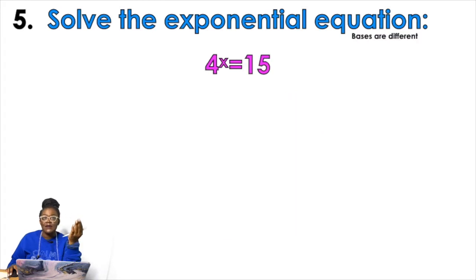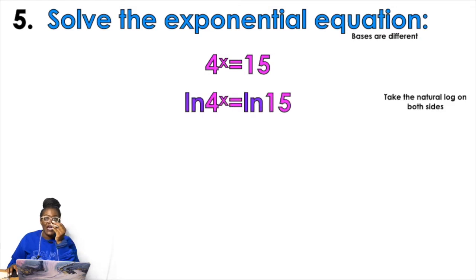Sometimes our bases cannot be made the same. If I have a 4 and a 15, I can turn 4 into 2 squared, but 15 is not a power of something. So it's like, wait a second, what do I do? Well, when that happens, you take the natural log of both sides. What I mean is I would say ln 4 to the x and ln 15, right? After I do that, I'm going to start thinking about my properties.